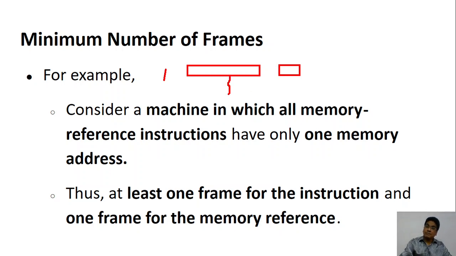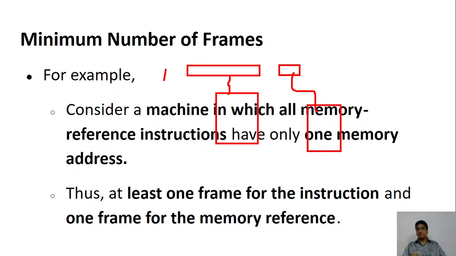So the instruction part has to be there in one frame, and the operand part has to be there in one frame. That means for this simplest architecture, wherein you have one instruction and one operand, you need two memory references. So that's required in this case. For a very simple operation like this, you need two references.